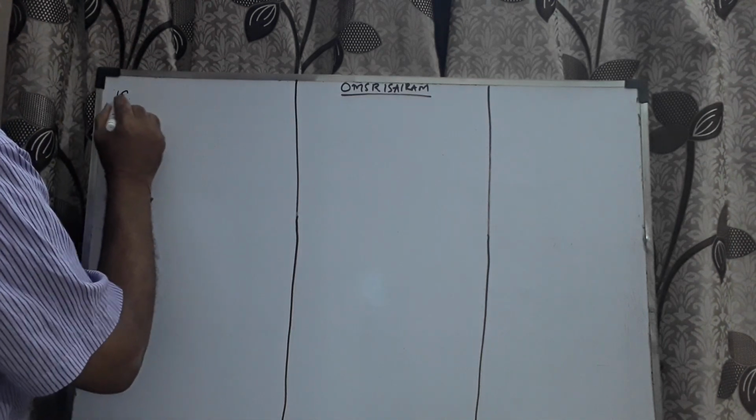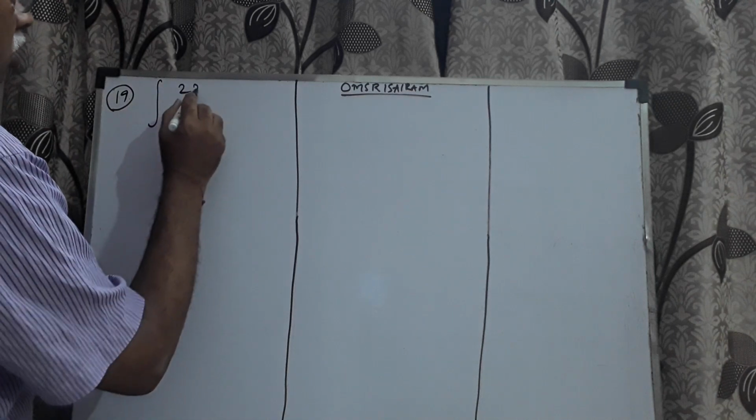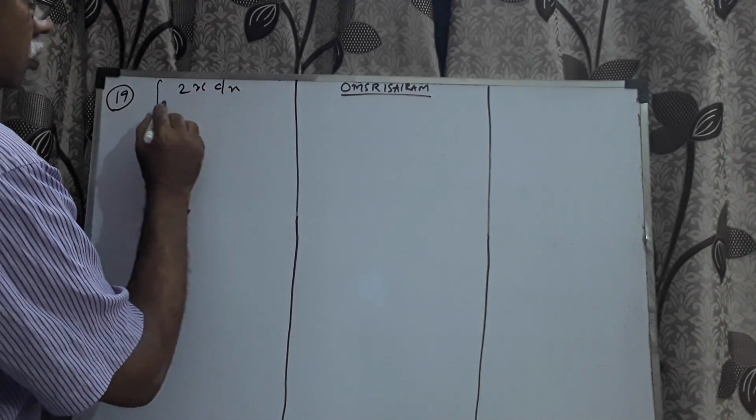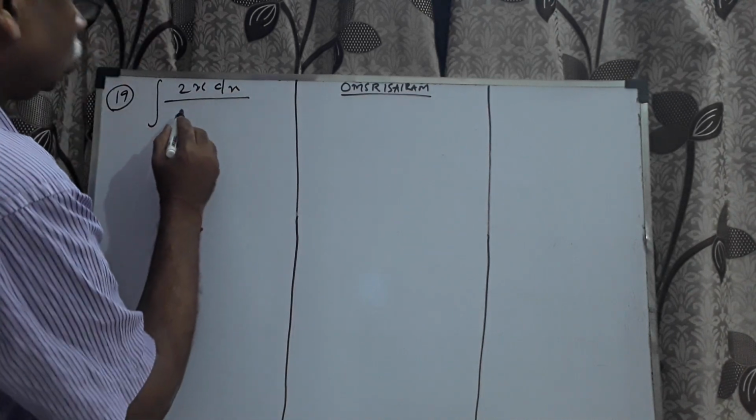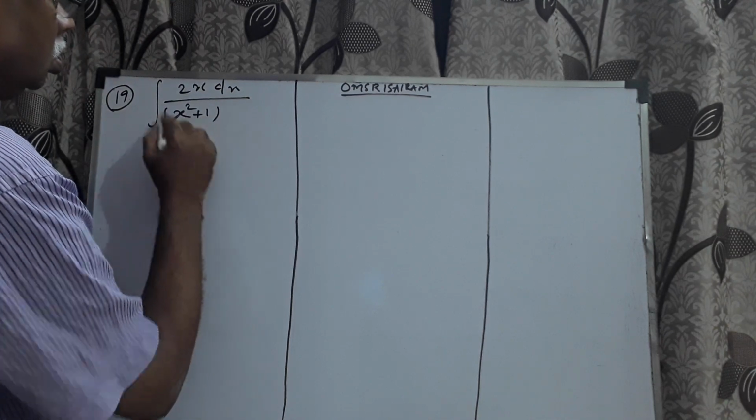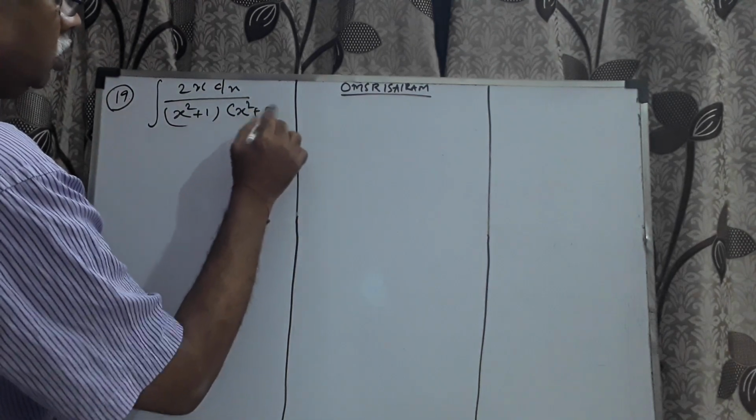In this particular video presentation, we'll continue with the remaining problems on integration from exercise 7.5 from the NCERT textbook. The first problem meant for today goes like this. Integral 2x dx divided by x square plus 1 into x square plus 3.